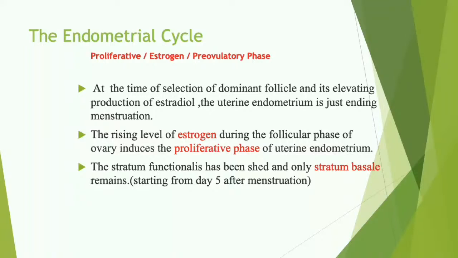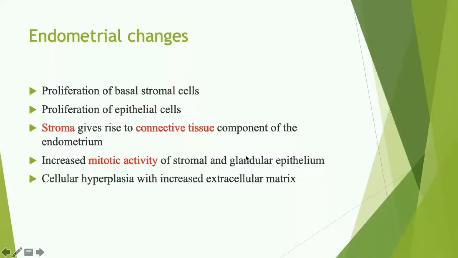So what is remaining is your stratum basale, and we know that by now due to the action of FSH on the granulosa cell, there is an increase in the formation of estrogen, right? Now this rising level of estrogen during the follicular phase of ovary induces the proliferative phase of uterine endometrium, right? So what are the changes which happen in the endometrium?